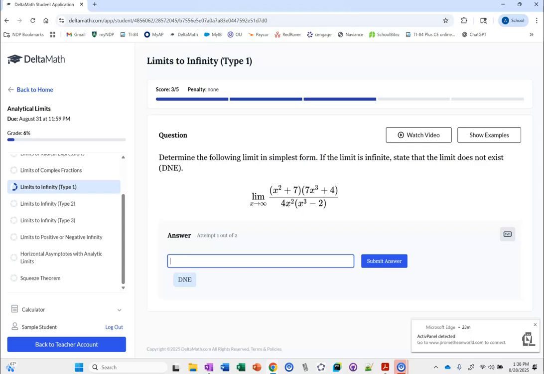Yep. Thank you. Brooks. Just for the Delta Math, is it everything in analytical limits? That Delta Math hasn't been assigned yet. That would be what I made this for you guys to practice for the quiz coming up. I think the analytical limit stuff is probably pretty good practice for that 2-3 quiz.